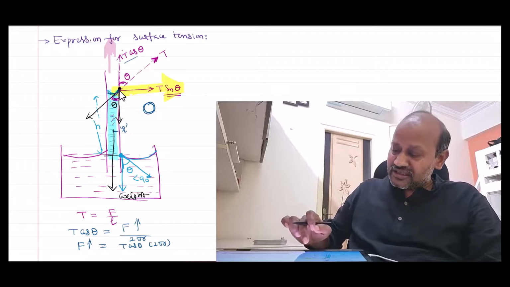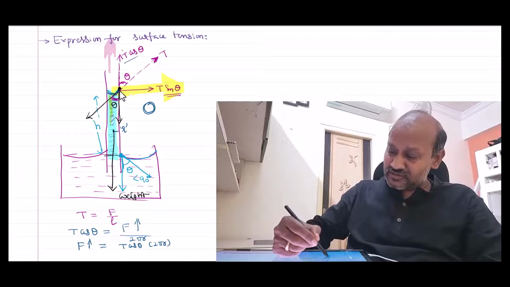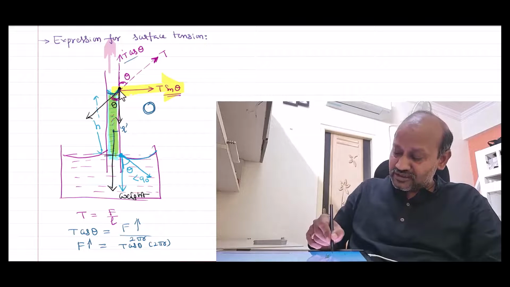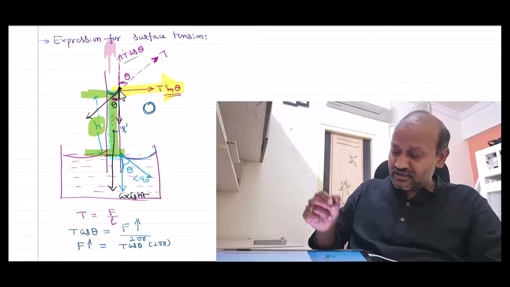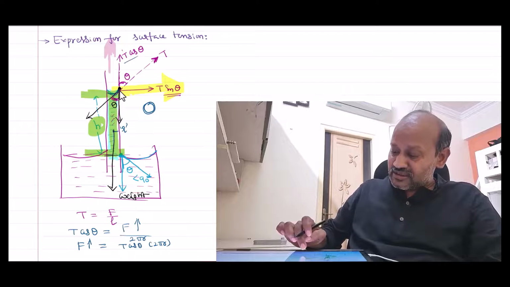So I need to calculate what is the weight of this part, right? This part of weight I want to calculate. This is what I am trying to shade. This part of the liquid's weight I want to calculate, which is spread at a height h as I have taken earlier, right? Let's take that into consideration and calculate.